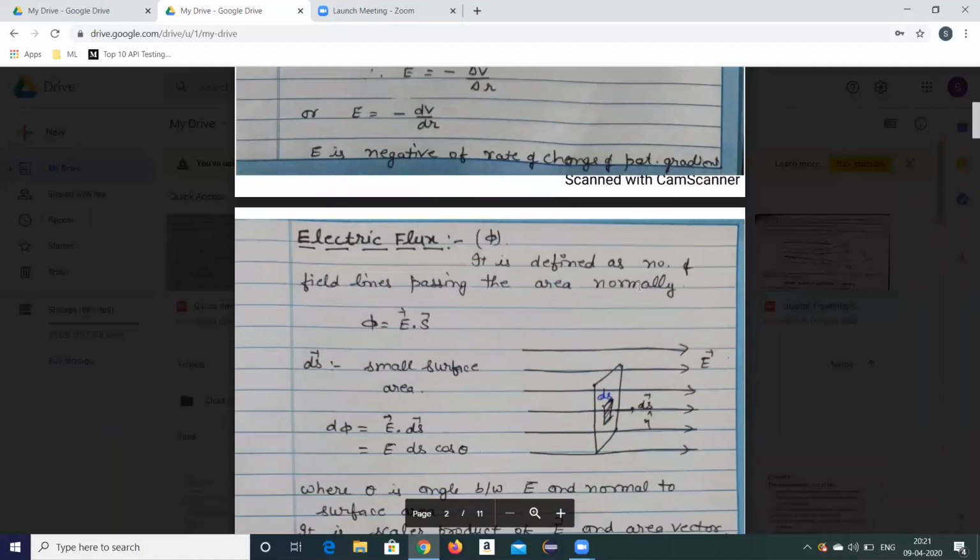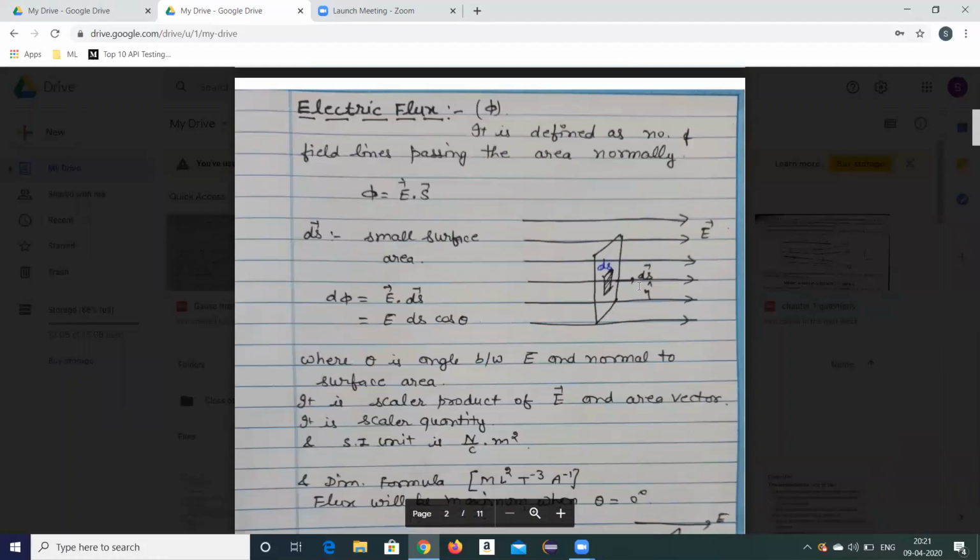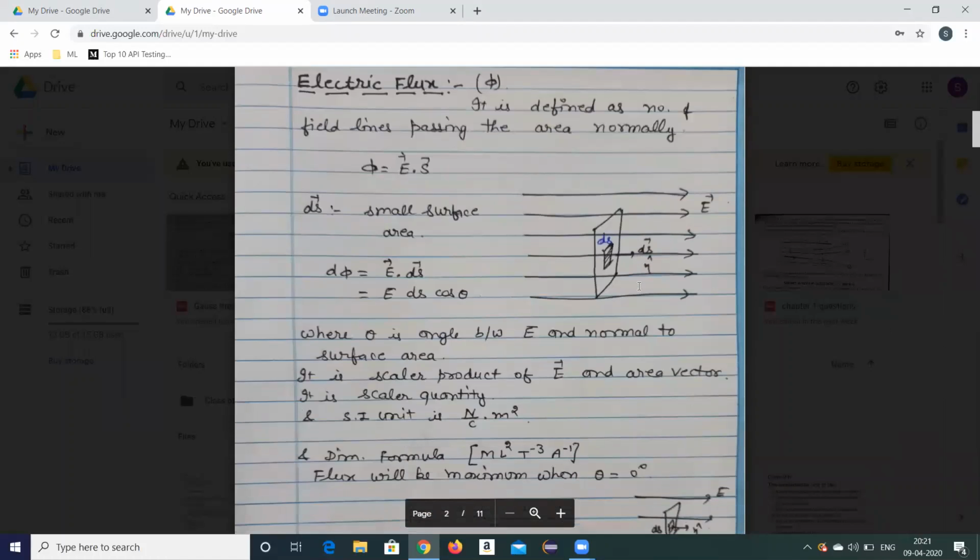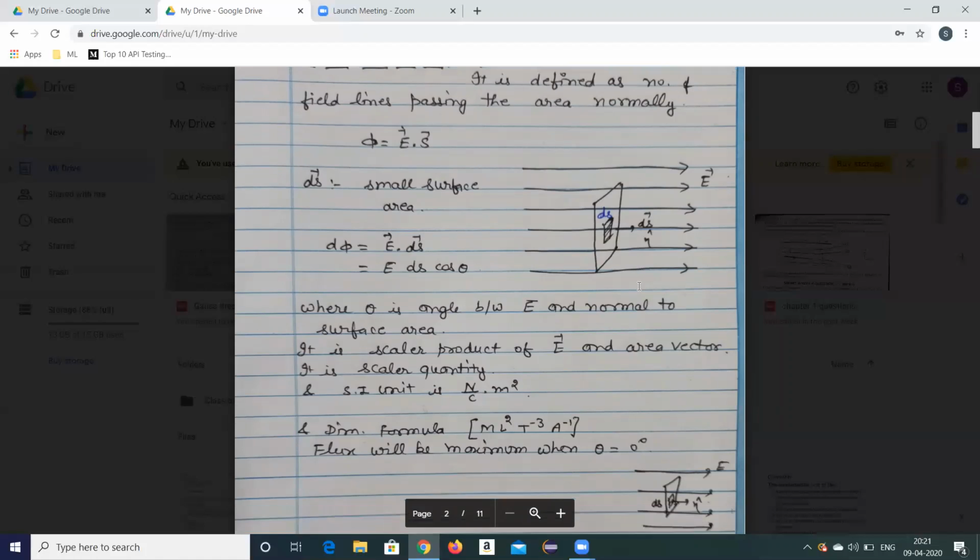Now another topic is electric flux. Electric flux is denoted by phi, and it is a scalar quantity. It is defined as the number of field lines passing through the area normally. In the diagram, we have shown a uniform electric field and an area placed perpendicular to the electric field. Area is also a vector quantity and its direction is along the outward normal.